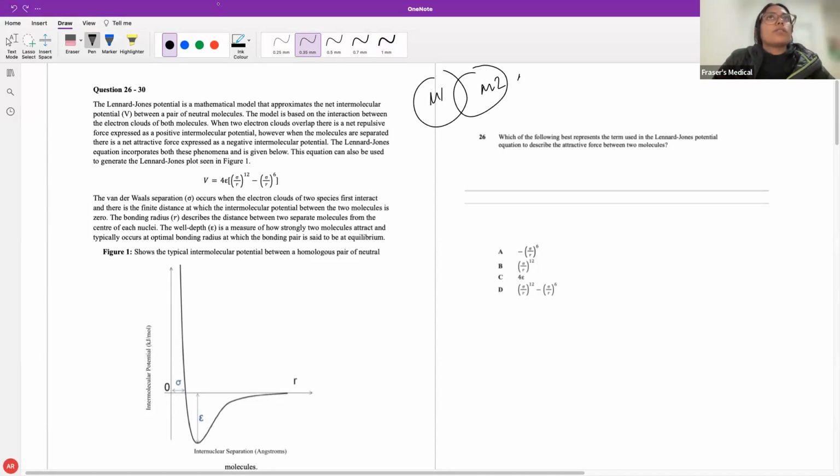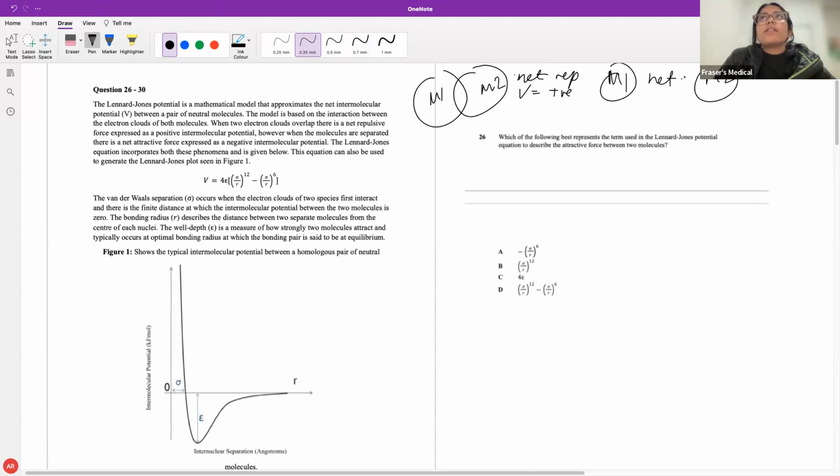Or I'm not going to do that. So I'm just going to write net repulsive force, and then for intermolecular potential, I'm just going to write potential as voltage, right? Potential as, what is that saying? Positive. Okay, great. However, when the molecules are separated, there is a net attractive force. Okay, so this is molecule 1 and this is molecule 2.